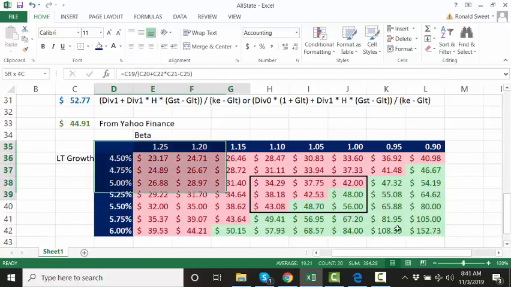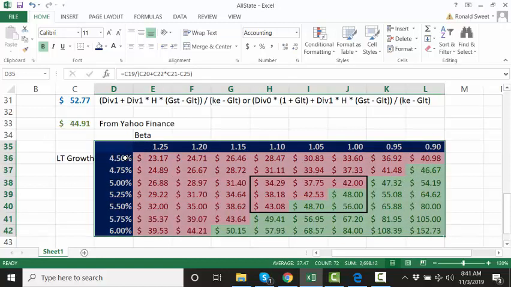So in just very quickly, we have a really good analysis of the potential upside and downside of our stock.